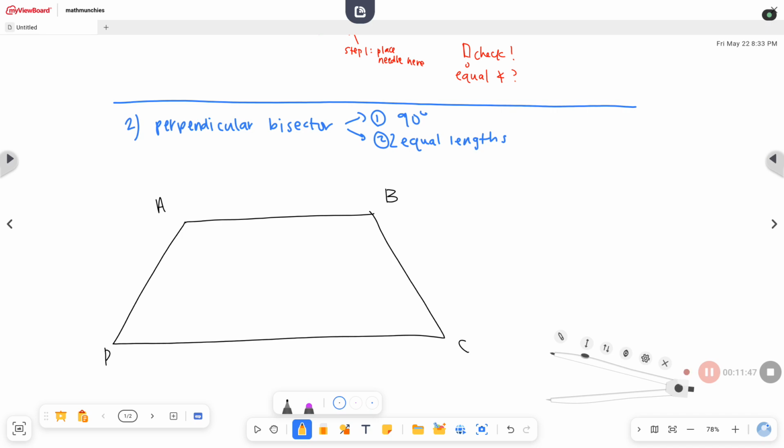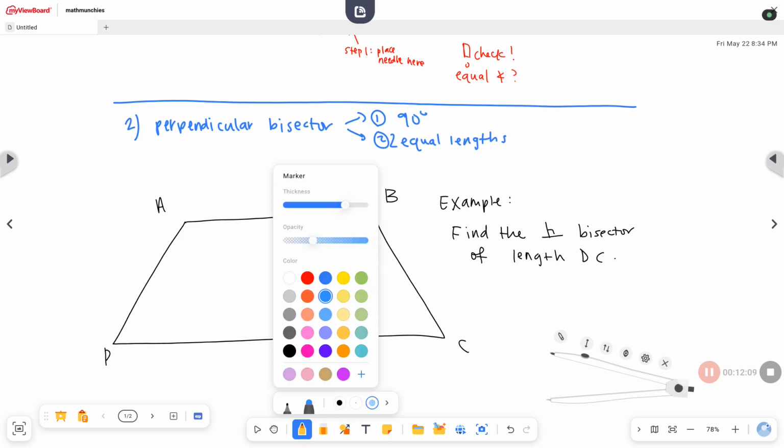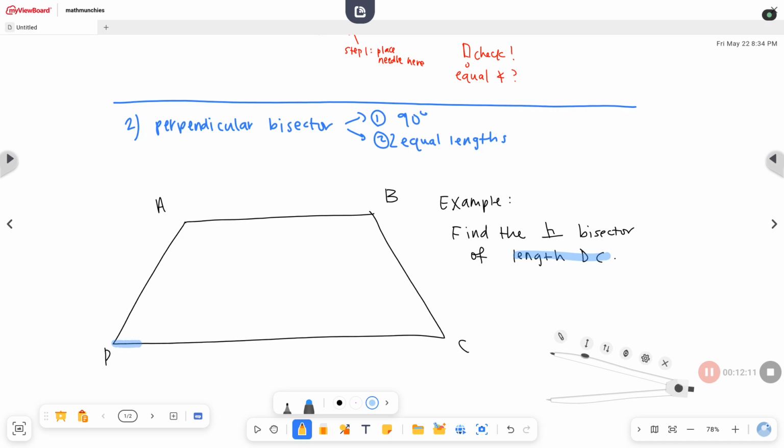So an example is that your teacher says, hey, find the perpendicular bisector of length DC. So where is DC, guys? DC, length of DC means this line right here. Can you see that? So this is a tip for you guys. You can take your red pen.